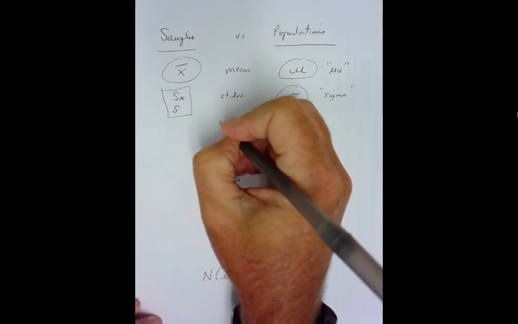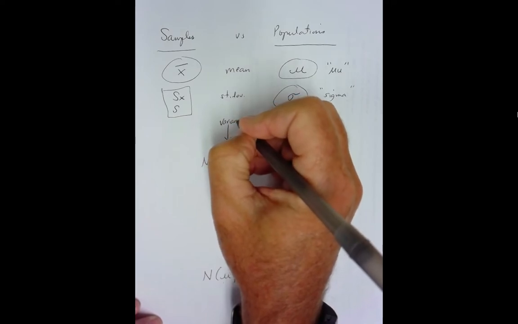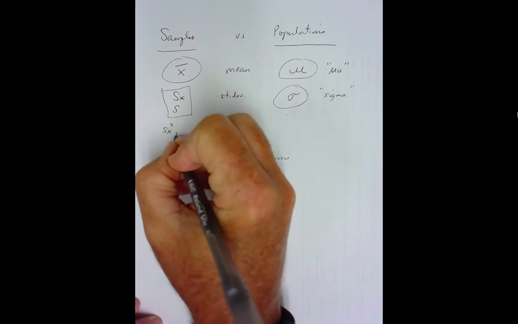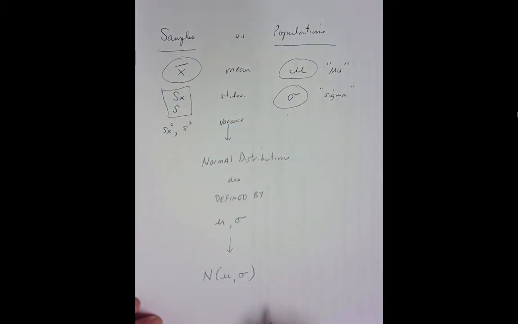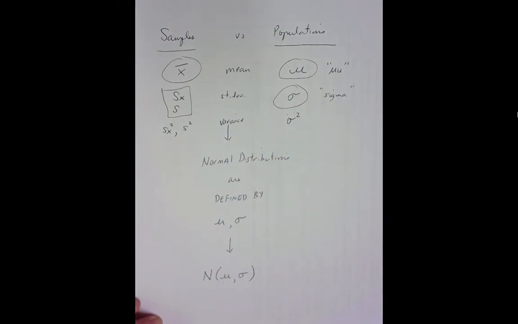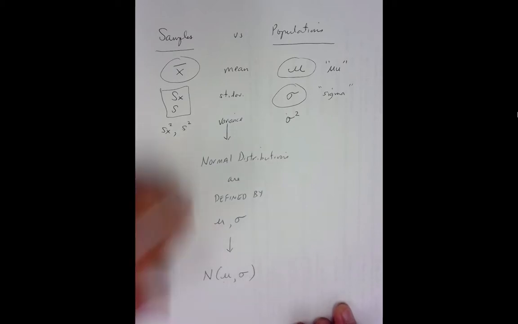Now, we also have up here the variance. Over here, that could be the variance or that could be the variance. It should make sense to you that sigma squared will be the variance in a population. Okay? Now, let's investigate different things.